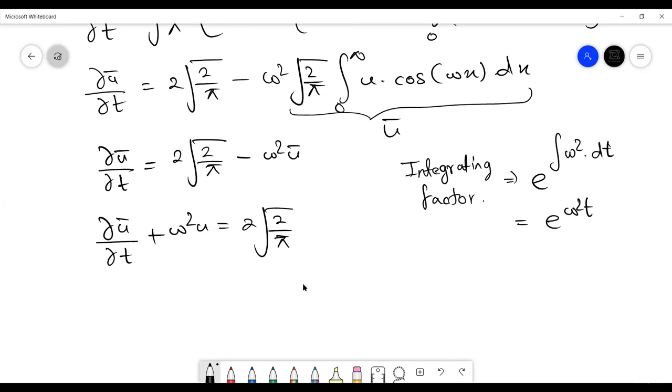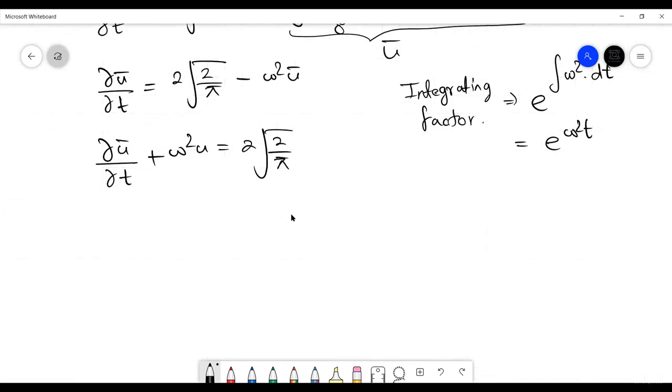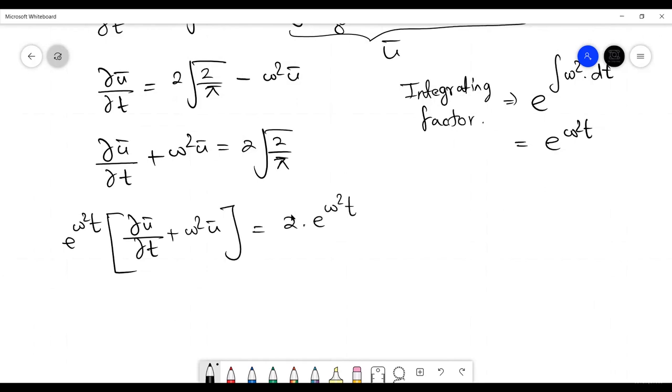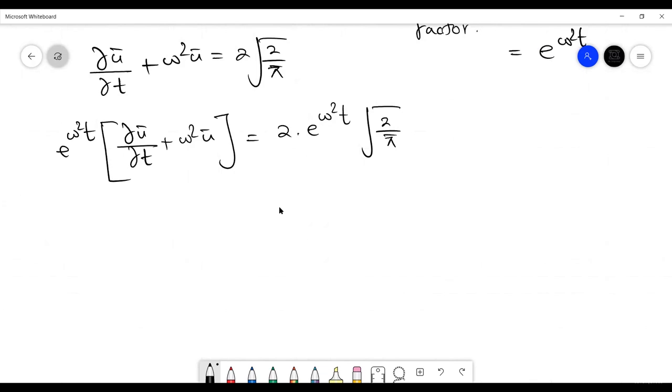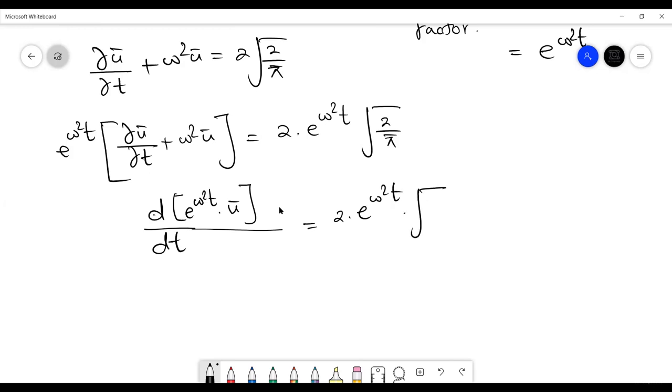So we have to multiply the entire equation on both sides with the integrating factor. This gives ∂ū/∂t plus ω² ū, multiplied by e^(ω²t), and on the right, 2 times e^(ω²t) times √(2/π). So this can be written as d/dt of e^(ω²t) ū, which is equal to 2 times e^(ω²t) times √(2/π).